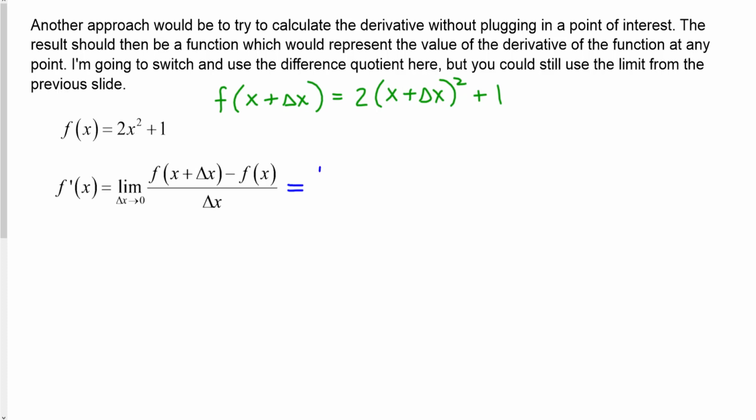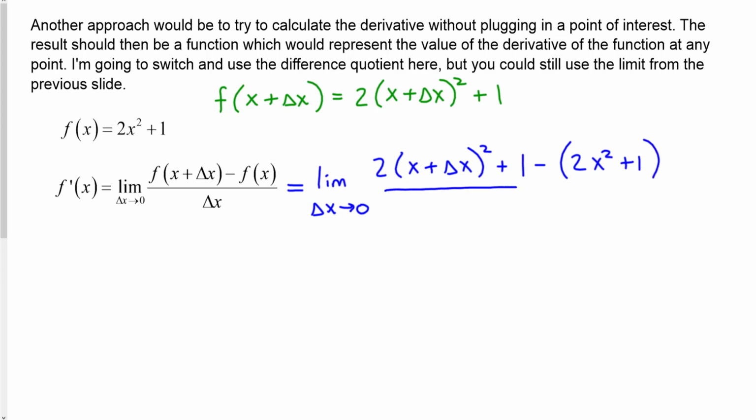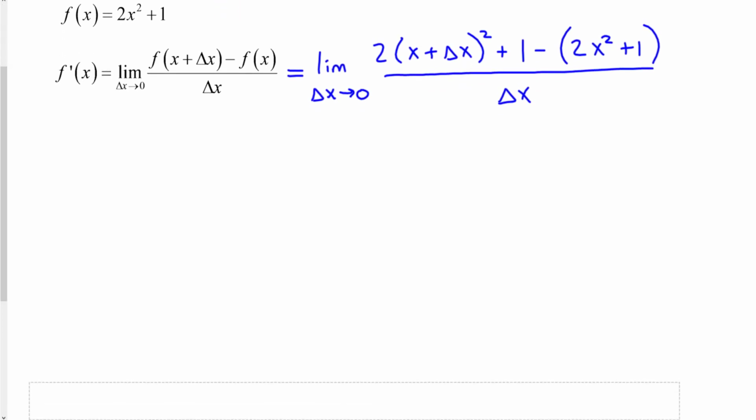So this would be the limit as delta x goes to 0, f of x plus delta x minus f of x, so just subtract the function itself, divided by delta x. And we're trying to observe when delta x goes to 0.